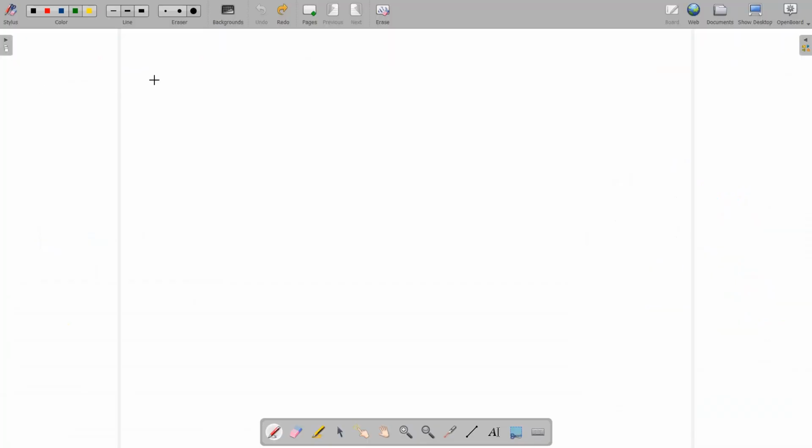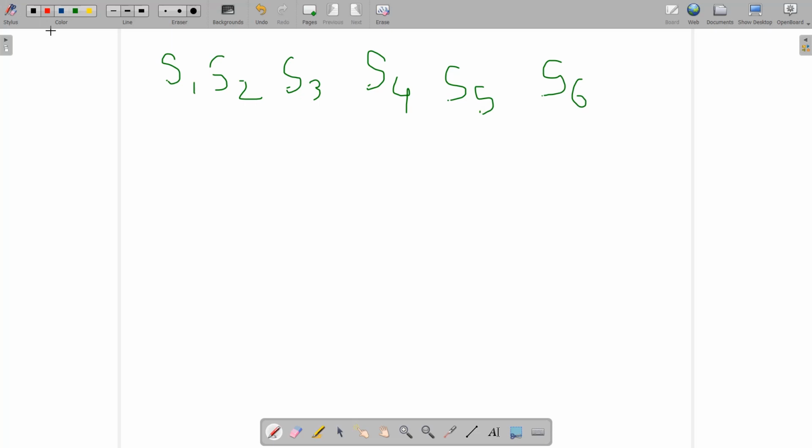Okay, so let's start from the base case. Suppose we have the strings s1, s2, s3, s4, let's say up to s6. Now at a certain state of iteration, suppose we have already found all the minimum values for these states. This is up to dp of 1, this is up to dp of 2, this is up to dp of 3, this is up to dp of 4, and so on. This is up to dp of 5.